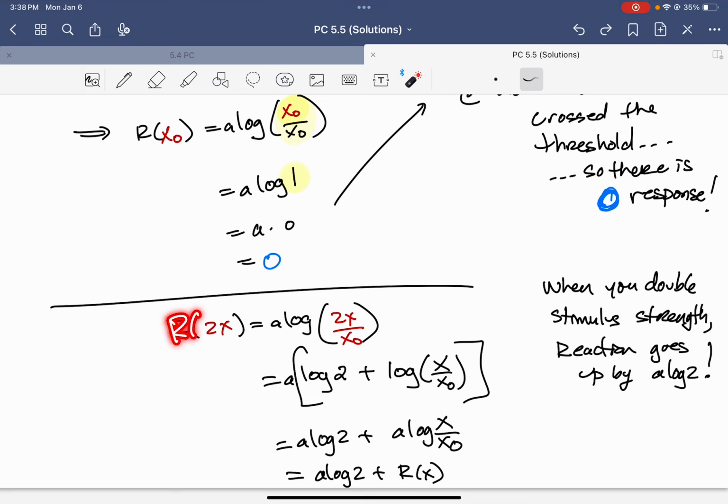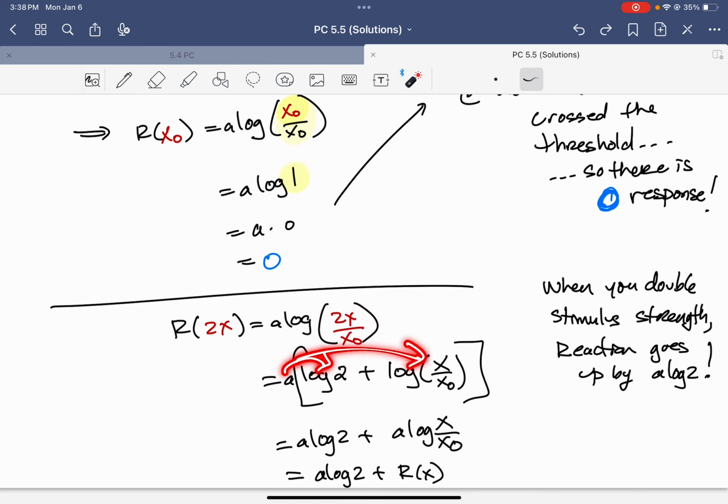Then it wants to know what happens if you give me 2x, what happens? Well, if I put in 2x here, I now have this value, and notice what I can do. I want to get this in terms of my original. My original is a log of x over x naught. So if I factor out this 2, I can think of this as 2 times x over x naught. I have log of 2 plus log of x over x naught. Right? I'm going to think of it as this times this. That's why it becomes plus.